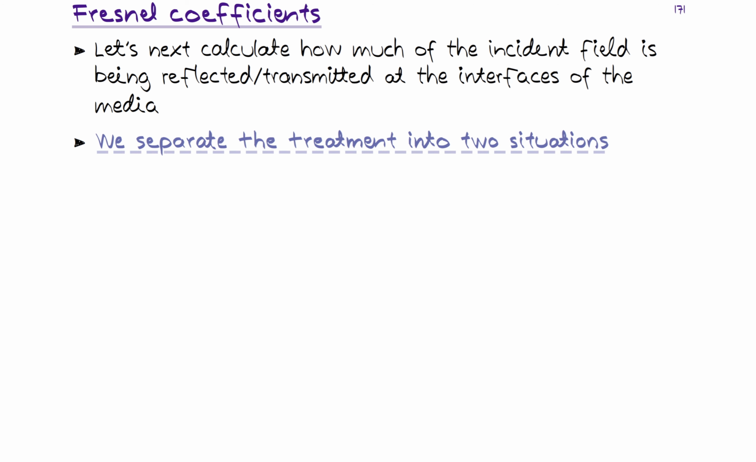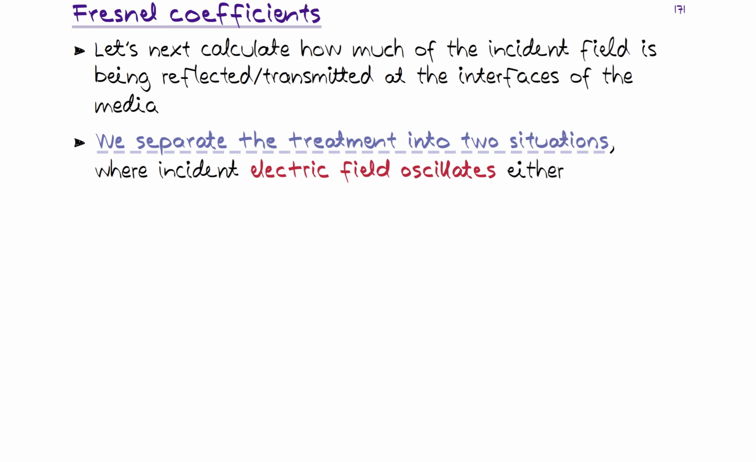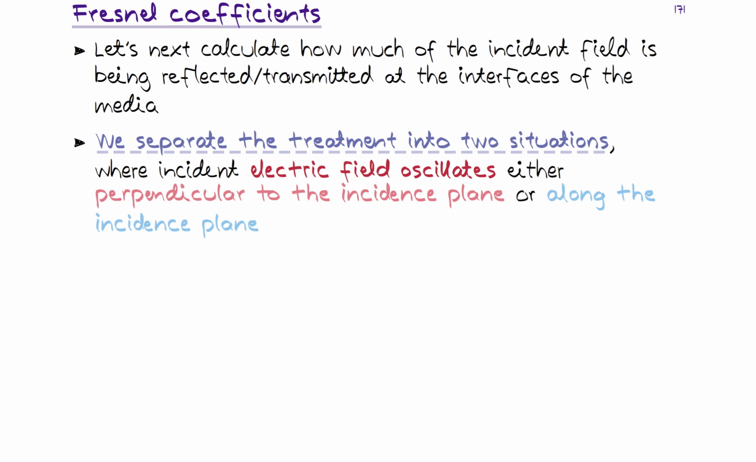And how do we do this? We do know that light has polarization, so we should treat things in a general manner. We must separate the treatment into the two situations where the incident field either oscillates perpendicular to the plane of incidence or along the plane of incidence. These are two scenarios, two orthogonal incident polarizations, and this is what we must do in order to describe all possible scenarios with all possible polarization states.